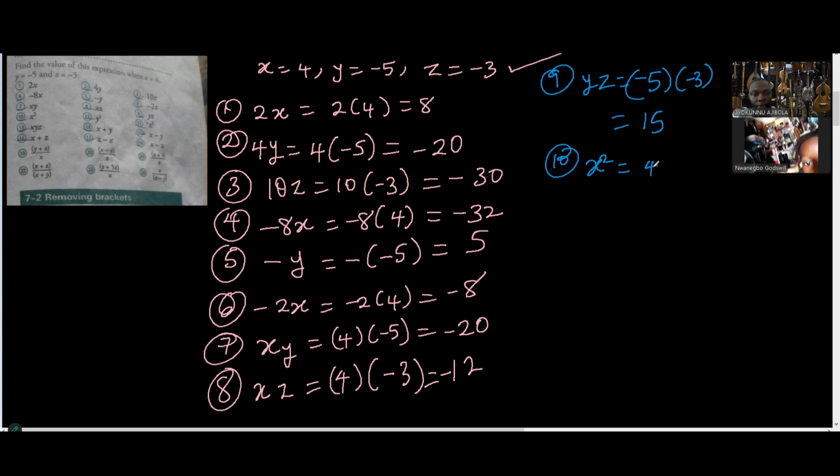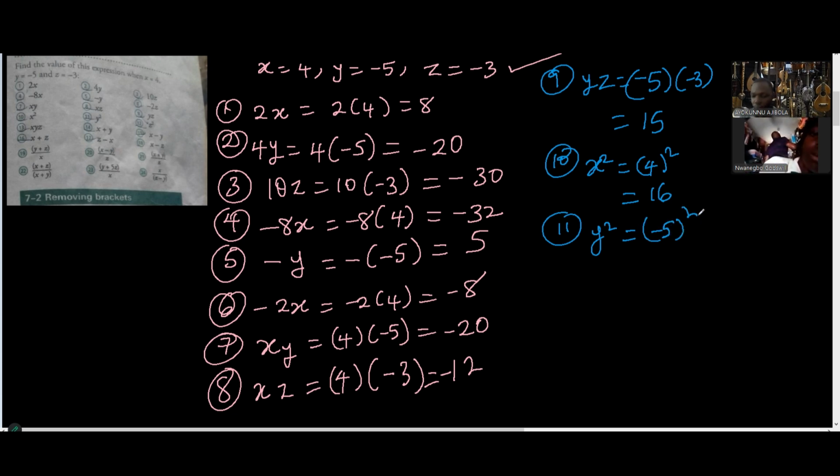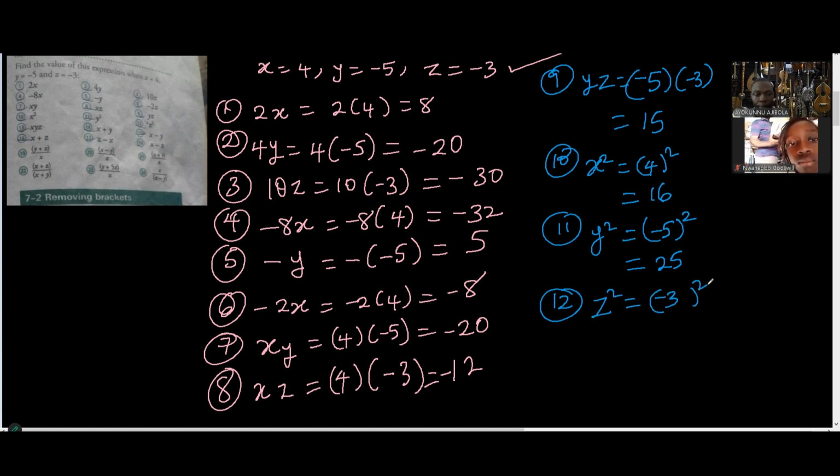So whatever x is, you're going to square it, and that is going to give us 16. Number 11, we have y squared. Whatever y is, you're going to square it, and negative squared gives us positive, so we have 25. Number 12, we have z squared. So that is negative 3 all squared, which is positive 9.